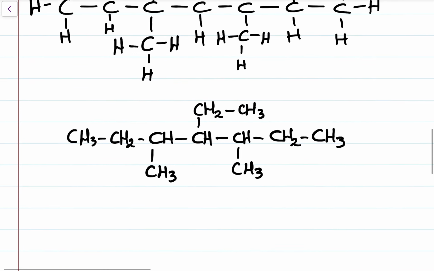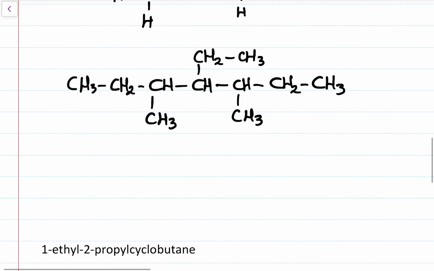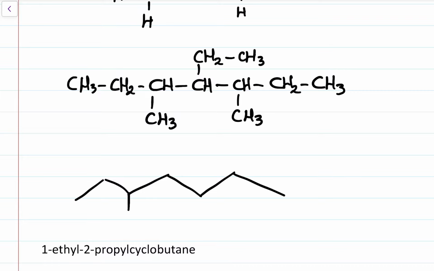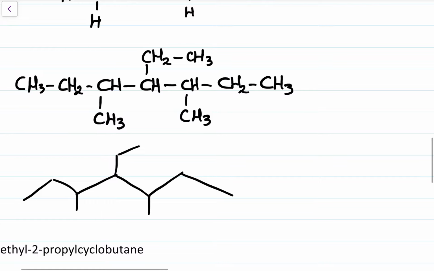Okay, now I want to take this up another notch and draw this as the line diagram. Okay, so we're going to go 1, 2, 3, 4, 5, 6, and 7. So carbon 1, 2, 3, there's a methyl there. There's the ethyl there, and there's a methyl there. Spidery looking thing that it is.